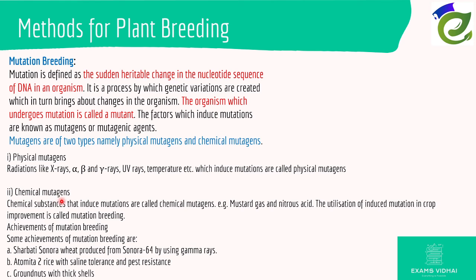Now we have chemical mutagens like mustard gas and nitrous oxide. Why do we prefer chemical mutagens over physical mutagens? Because physical mutagens not only harm plants, they will harm us as well. But chemical mutagens are more or less a one-target method, so we use chemical mutagens. Using chemical mutagens, we have groundnuts with thick shells, and then we got Atomita 2 rice with saline tolerance and pest resistance, and then we got wheat Sonalika 64 using gamma rays.